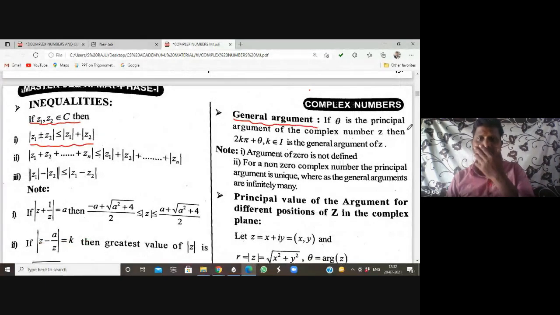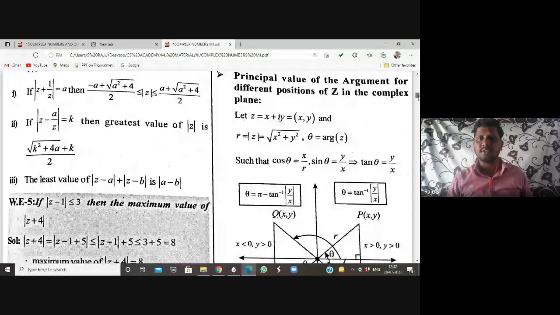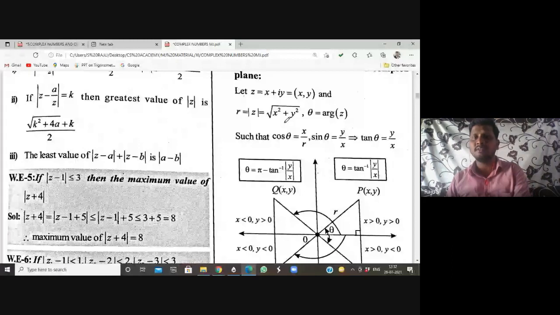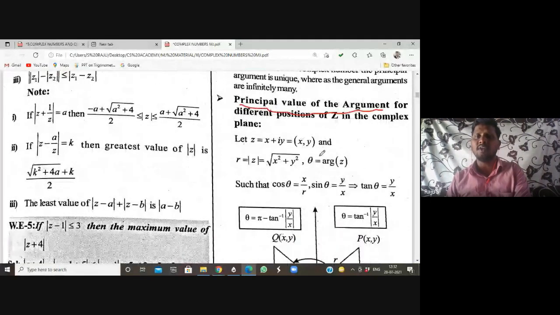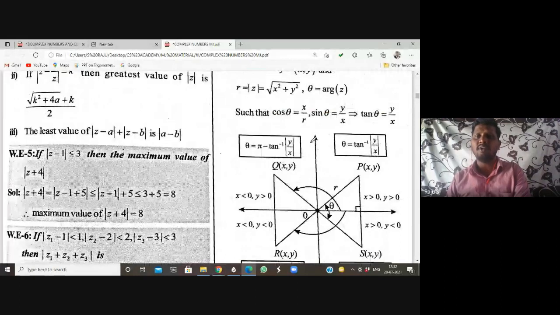The principal argument we have already studied. So this is 2k pi plus theta. This is called the general argument. About the general argument we will discuss after the start. So we already discussed this principal argument. Now the different quadrants.